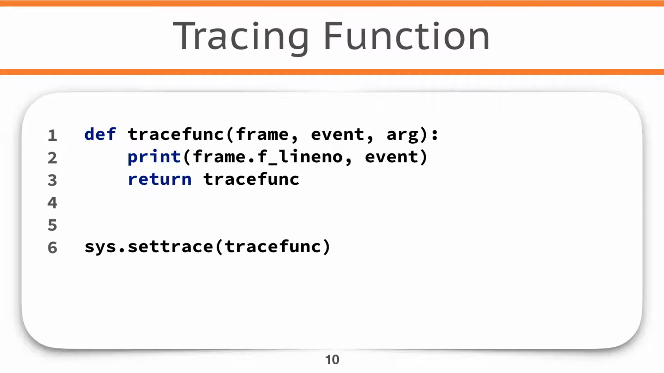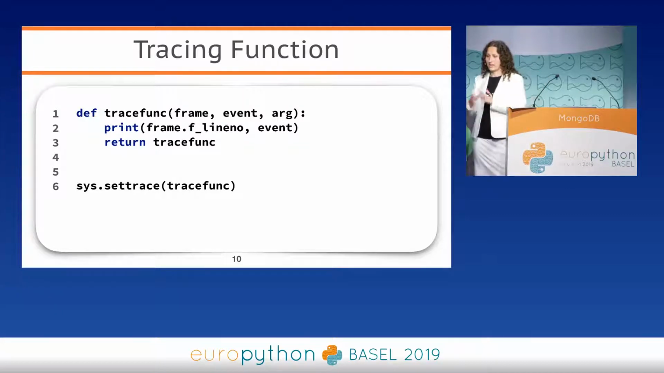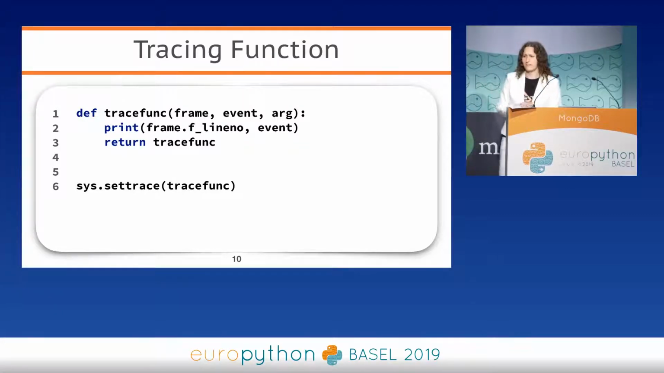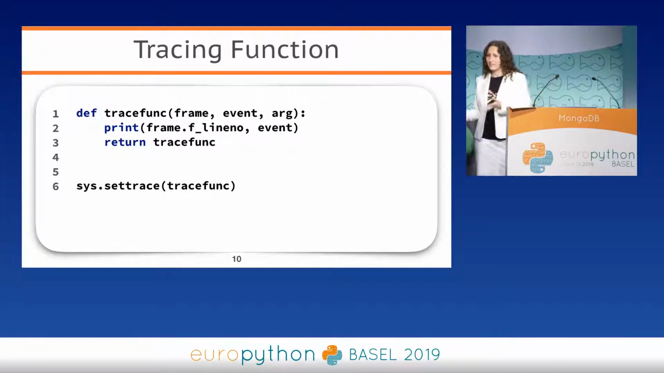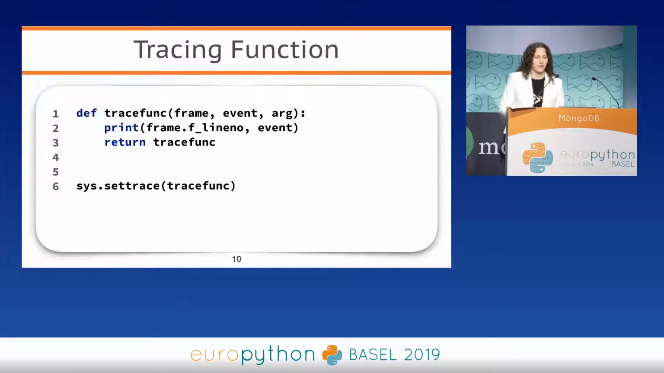As you can see, the tracing function takes 3 arguments: frame, event, and arg. Frame is an object which contains information about the current place in the program. Event is the event which happened in this place, and arg is an argument of this event. We defined a simple tracing function which prints the line number and the event which happened on this line number. And let's check how it works.